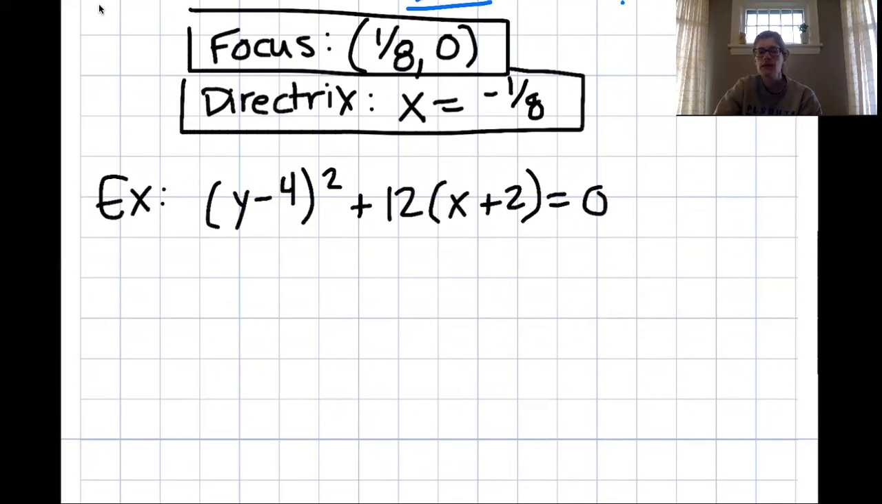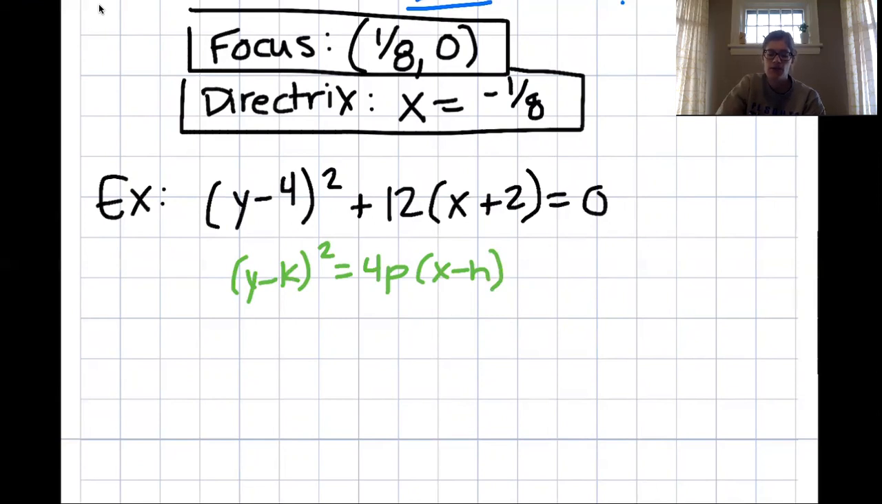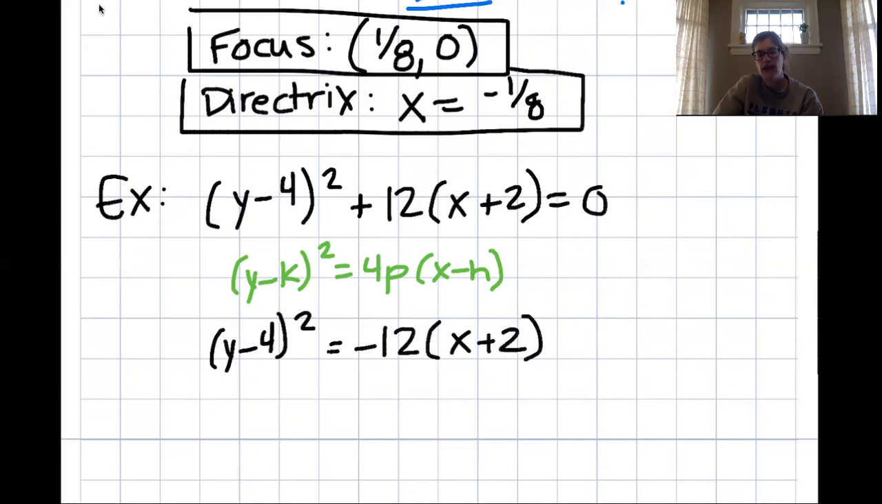So again, there's a little bit of work to be done right here at the beginning because it doesn't look exactly like our standard form. We want our standard form equation to look like y minus k quantity squared equals 4p times x minus h. So it's important that you have the y squared all by itself. In order to do that, I would subtract this term of 12 times x plus 2. So I'll have -12 times quantity x plus 2 on the other side. And now I can match up the different pieces.